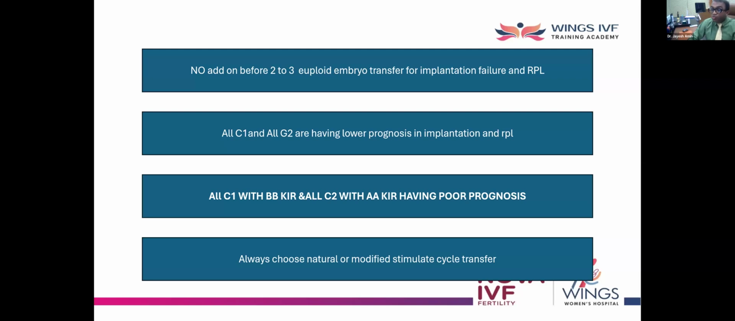All C1 and C2 are having lower prognosis in implantation and RPL. All C1 with BB KIR or all C2 with AA KIR have poor prognosis. Always choose a natural or modified stimulated cycle.